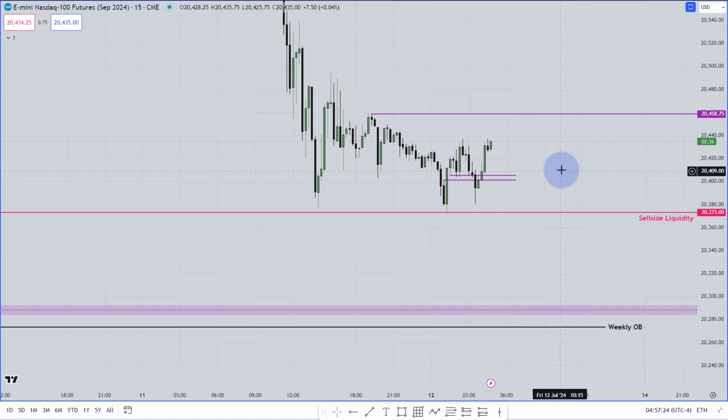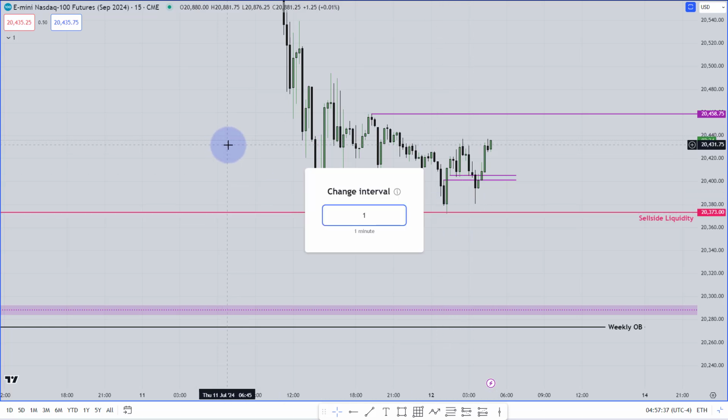Are you looking for sell? No, you are not looking for sell. If the market is falling, you will wait. You will wait for the buy setup because you know the market is going to go higher because it has already made the sell side liquidity. So now I'm going to the 1 minute chart. Just keep that in your mind.